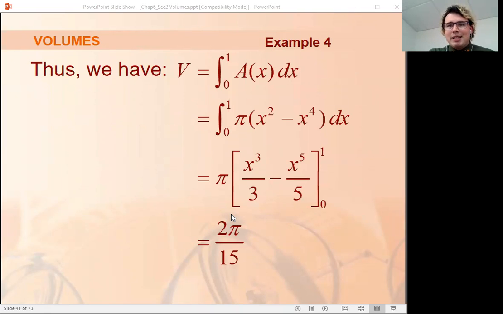So my volume is pi times, well, my antiderivative is x to the third on 3 minus x to the fifth on 5. I'm evaluating at 1 and 0. Altogether, I get twice pi on 15.